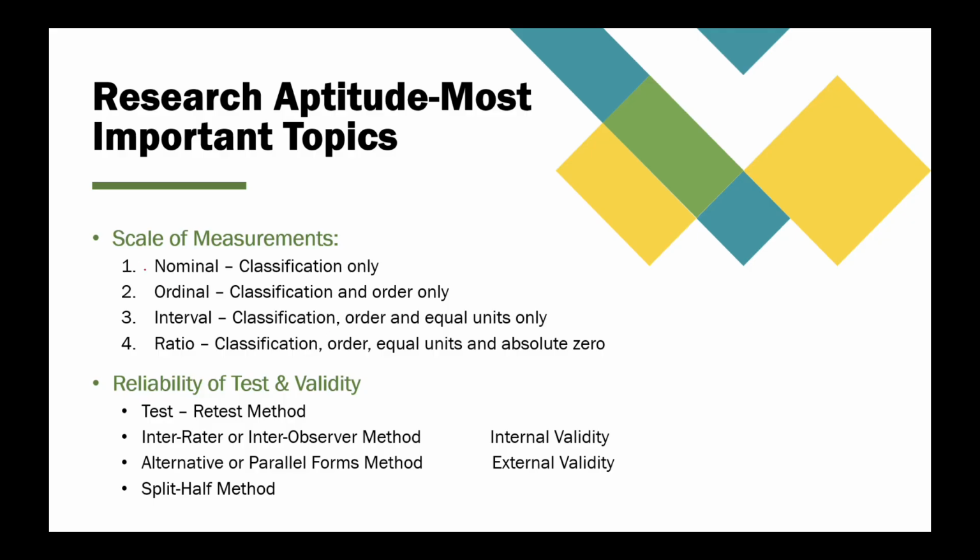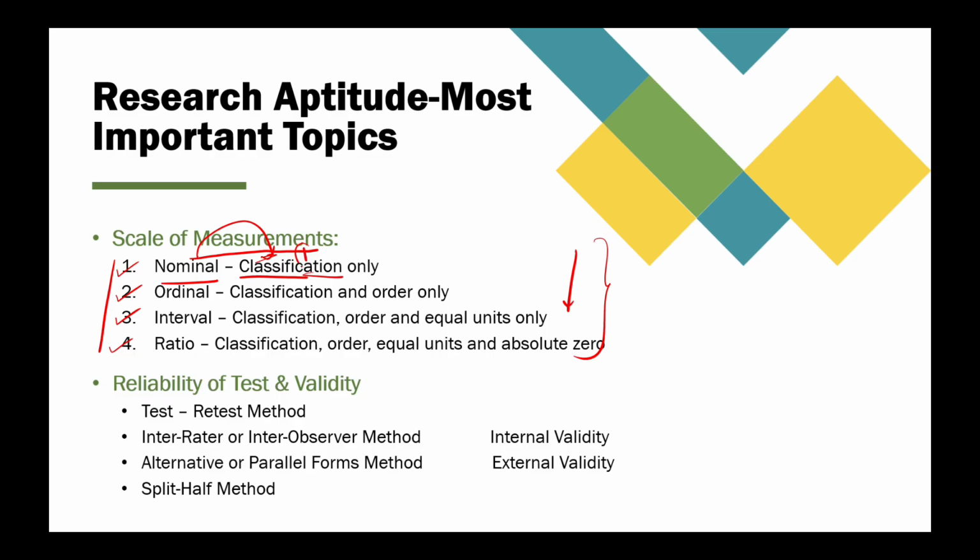Then we have scales of measurement. There are four scales: nominal scale, ordinal scale, interval scale, and ratio scale. They'll just ask you to match these with their descriptions. So remember this in order so that you can easily identify them.